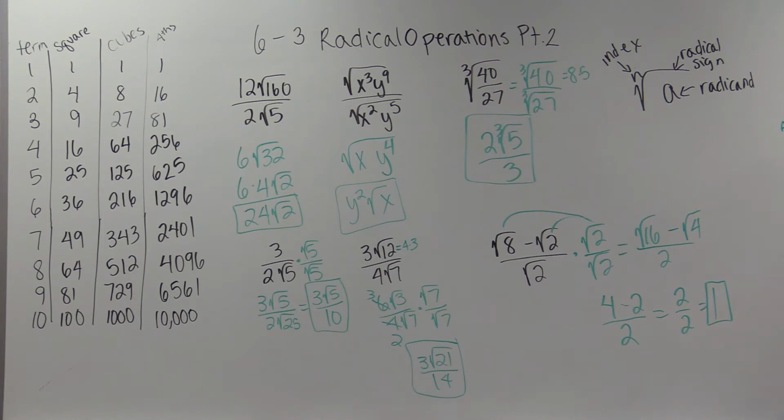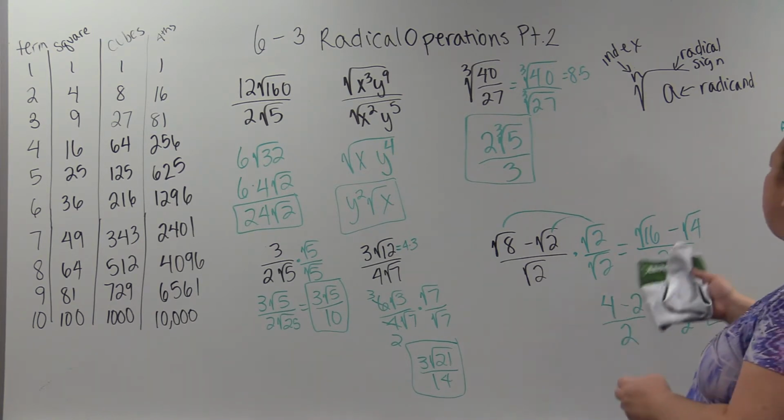Now I'm going to look at 3 more examples where we're going to have to use the conjugate idea that we talked about with imaginary numbers to get rid of the radical in the denominator. So let me erase and then I'll do some examples.